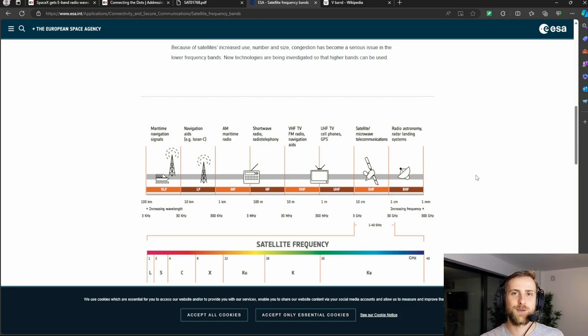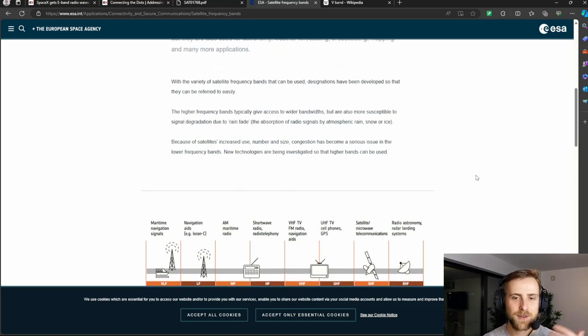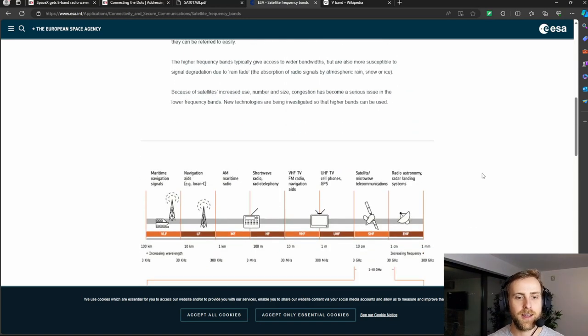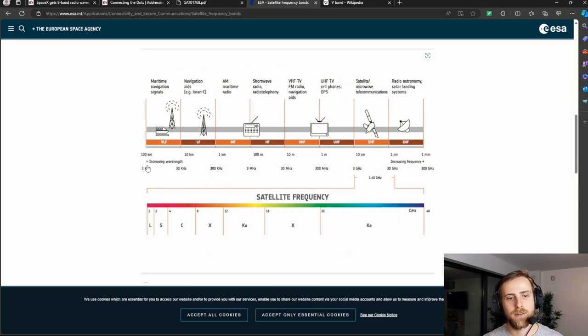Probably should have shown you this page before talking about radio bands, but here is a quick rundown from the ESA. So starting off in the very long wavelengths, we have 3 kilohertz going all the way up to the very short wavelengths, all the way up here at 300 gigahertz. Typically, you will see satellites operate within this UHF to SHF band, with some VHF, in my experience. You can see this 1 to 40 gigahertz, which is quite popular, from L to Ka band here.